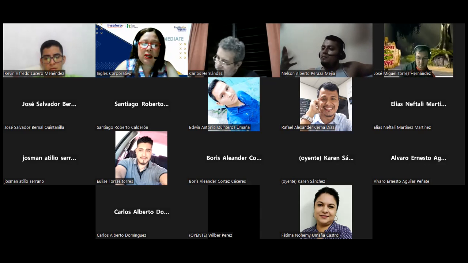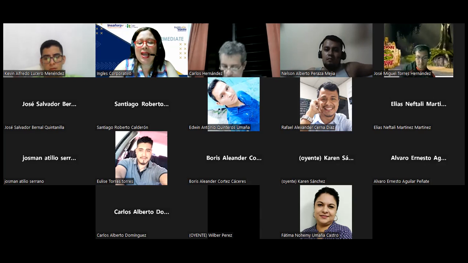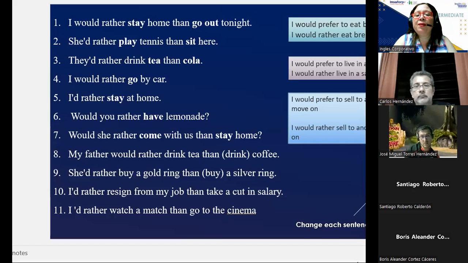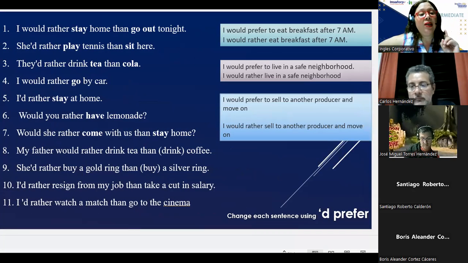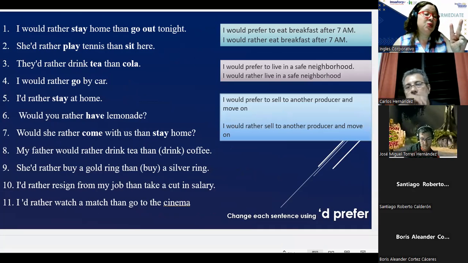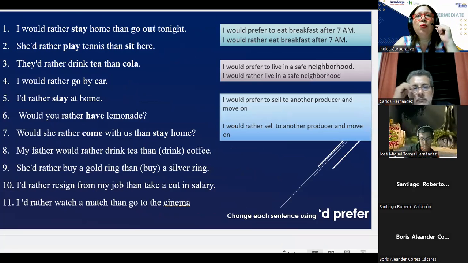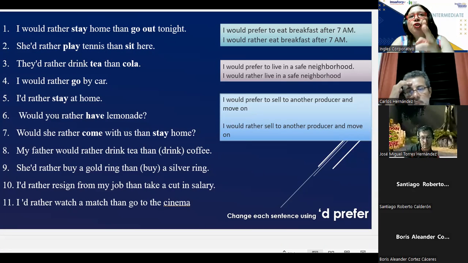Allow me to get just one second. Okay, but remember then, when we use "would prefer" and I say only one thing, one option, I use just the verb in the infinitive form: to eat, to go, etc. But if I have two actions, two different things, it will be, I would prefer to drive rather than walking, okay?